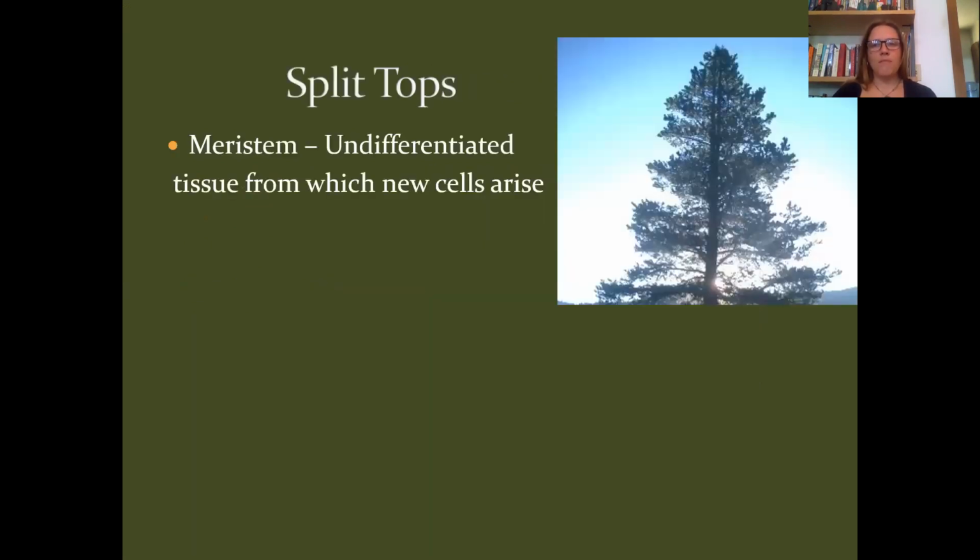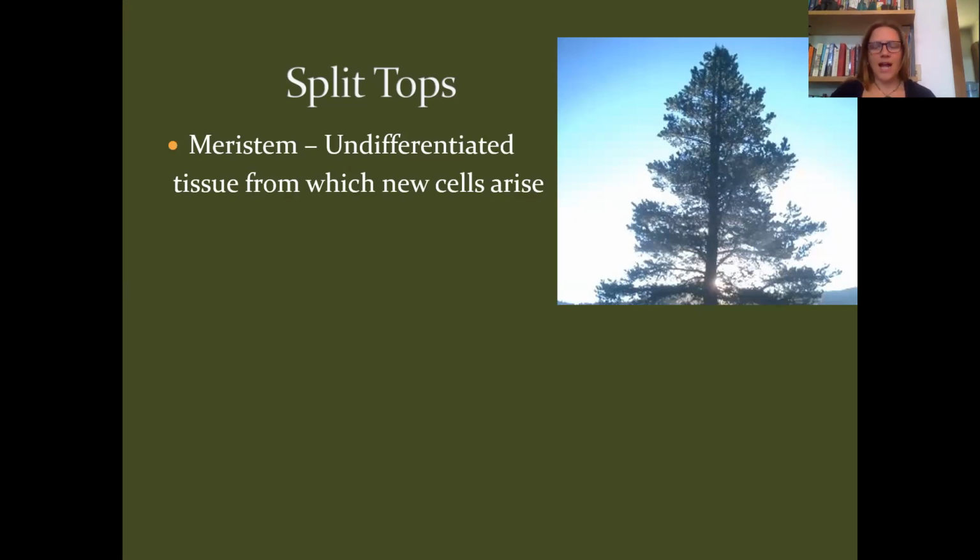So one last thing I want to mention about tree growth in the context of leaves is that sometimes we'll see trees with split tops. And what's happening in this case is that there's been a disruption of a particular type of meristem tissue in the tree. A meristem tissue is a type of undifferentiated tissue from which new cells arise, kind of similar to a stem cell for a plant.